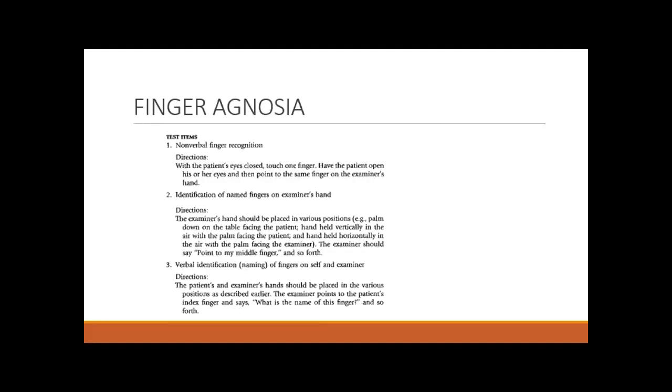Now, for checking finger agnosia, again, there are 3 points. First will be non-verbal finger recognition. We'll ask the patient to keep his eyes closed and we'll touch one of his fingers. Then we'll ask the patient to open his eyes and he should point to the same finger on our hand, that is, the examiner's. Then we'll check the identification of named fingers on the examiner's.